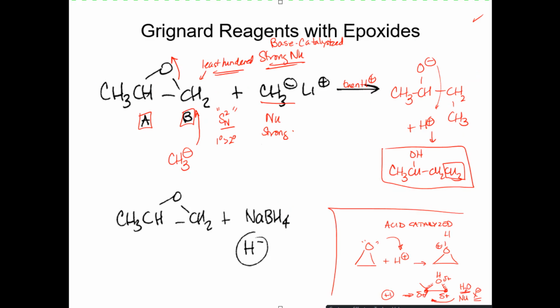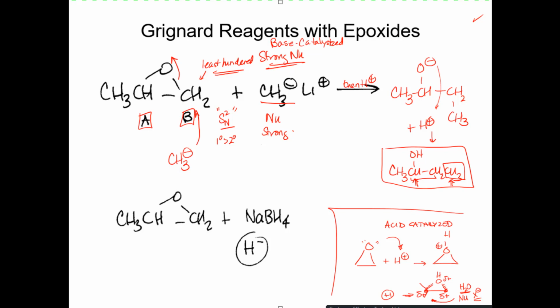When you react a Grignard with an epoxide, notice that the Grignard alkyl group ends up one carbon away from the carbon with the OH. And you can kind of see that these two carbons were the carbons involved in the epoxide. So the CH3 minus comes in and adds to the least hindered carbon.